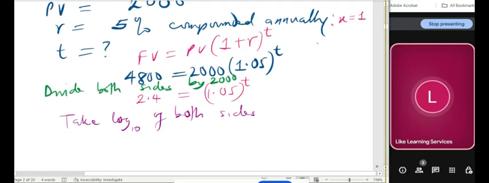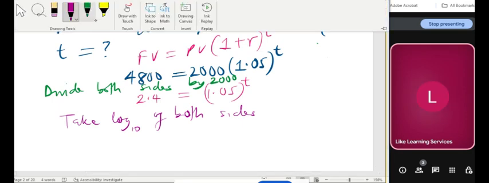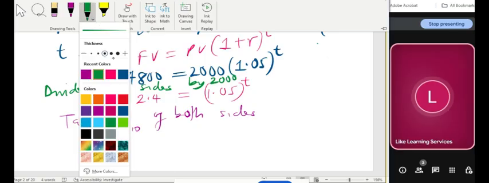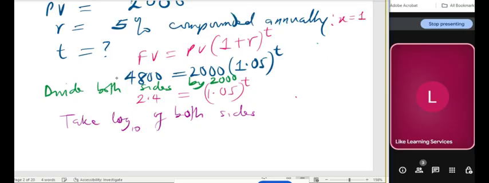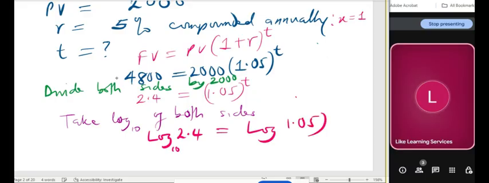Take log of both sides. So that gives log 2.4, of course in base 10, is equal to log of 1.05 raised to the power t, base 10. And you know, once you take log, the power comes down.